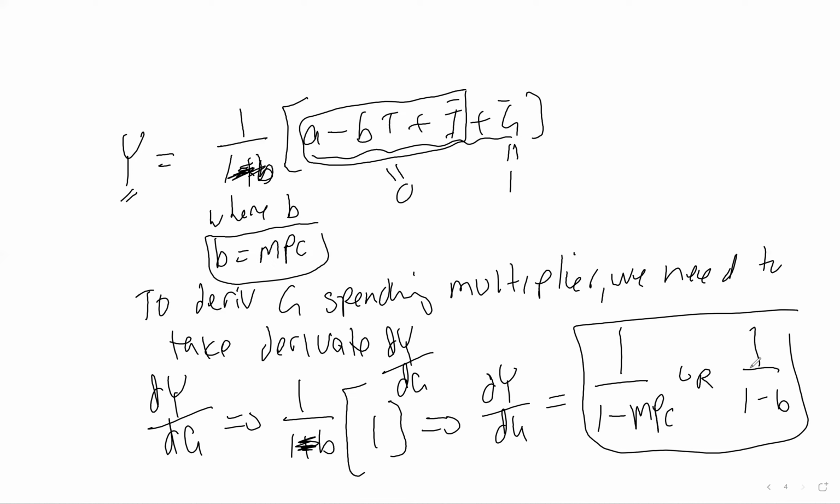Mind you that here I and G are exogenous. So what do we mean by exogenous? An exogenous variable is one whose measure is determined outside the model and imposed on the model. So that's what we mean by exogenous variable here, because I and G are exogenous.